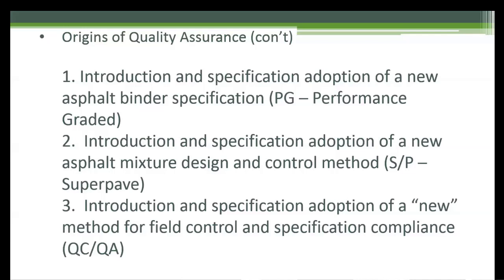The second major push, again about the late 90s, was a new asphalt mixture design method called Superpave. For those of you that have been around a little while, you probably worked in the Marshall system, the Marshall mix design system. For those of you that came from the federal side, the Hveem method, HVEEM, was predominant. Superpave was a full circle mix design and control system, including specifications and test methods, that was developed in the early 90s and adopted in the late 90s.